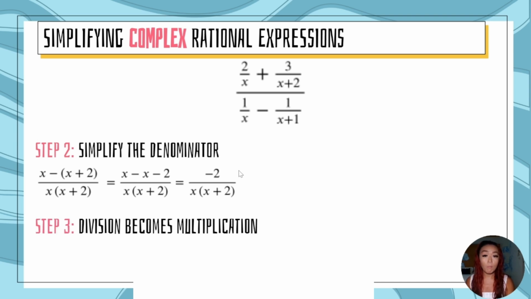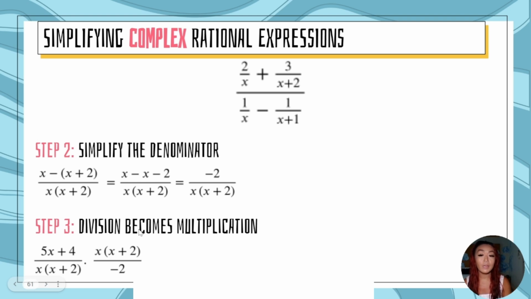Next, remember, division becomes multiplication, right? We're going to take our denominator and flip it and multiply the numerator by its reciprocal. So we get (5x + 4) over x times (x + 2) times (x + 2) over negative 2. So x times (x + 2) and x times (x + 2), those are going to cancel out. And we're left with (5x + 4) over negative 2.